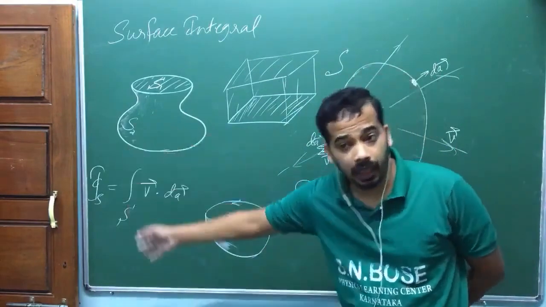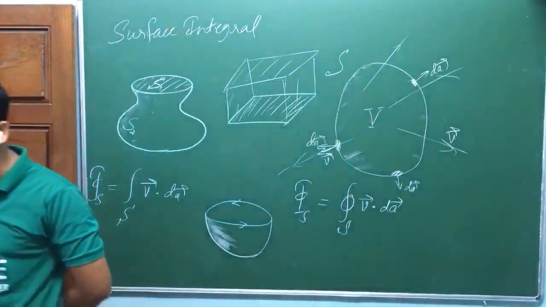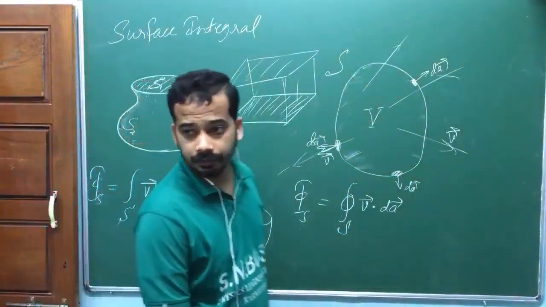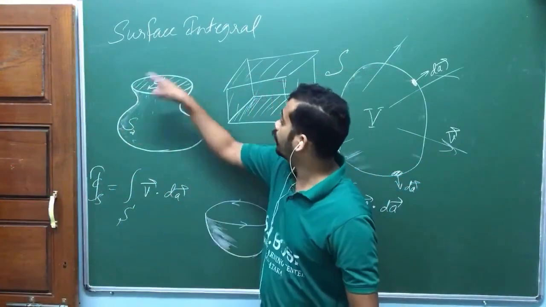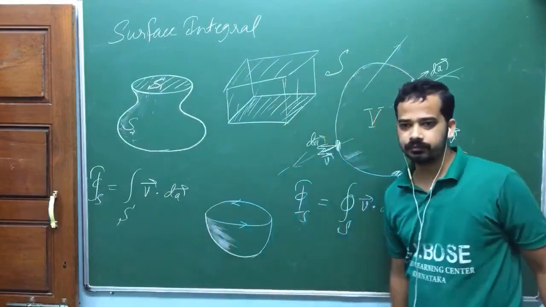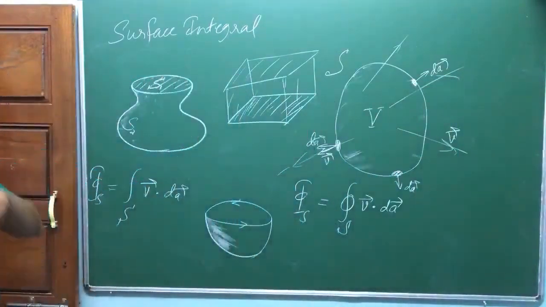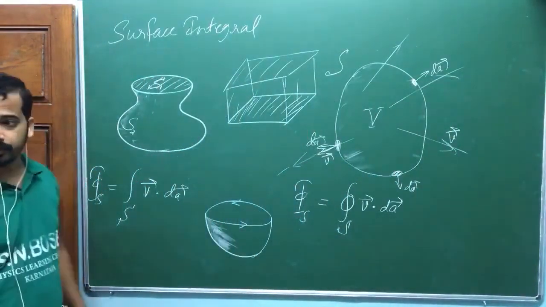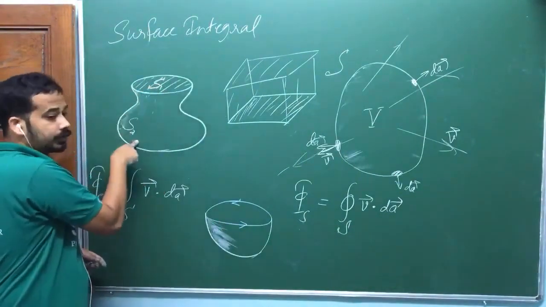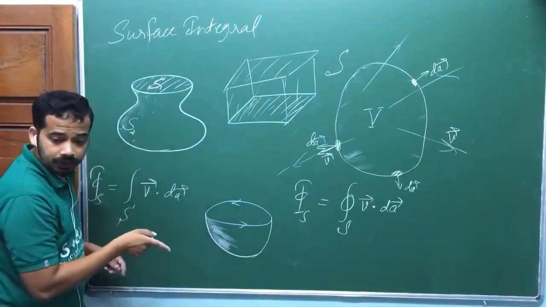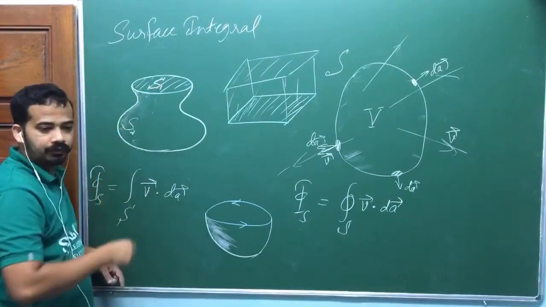But there is a special class of vector field. Your magnetic field is one of the examples. There is a special class of vector field whose surface integral is independent of the surface chosen for a given boundary. Is that okay? For a given boundary, the surface integral is independent of the surface chosen. Suppose you take surface S1 and surface S2 for that special class of vector field I mentioned. The surface integral is the same for both surfaces.